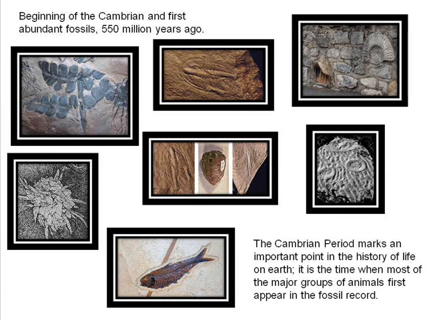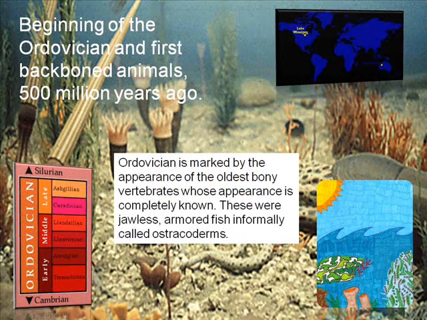Beginning of the Cambrian and the first abundant fossils, 550 million years ago. The Cambrian period marks an important point in the history of life on Earth. It is the time when most of the major groups of animals first appeared in the fossil record. Beginning of the Ordovician and first backboned animals, 500 million years ago. Ordovician is marked by the appearance of the oldest bony vertebrates whose appearance is completely known. These were jawless armored fish informally called ostracoderms.